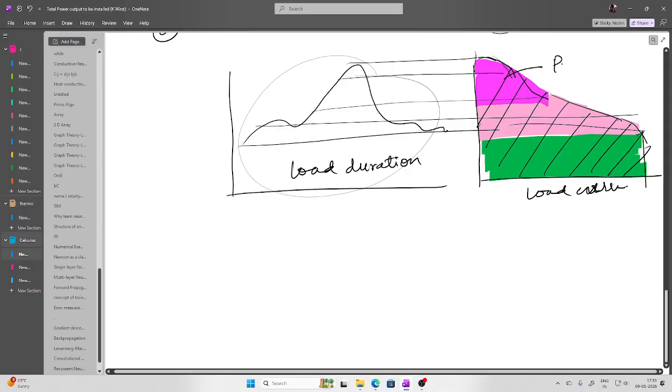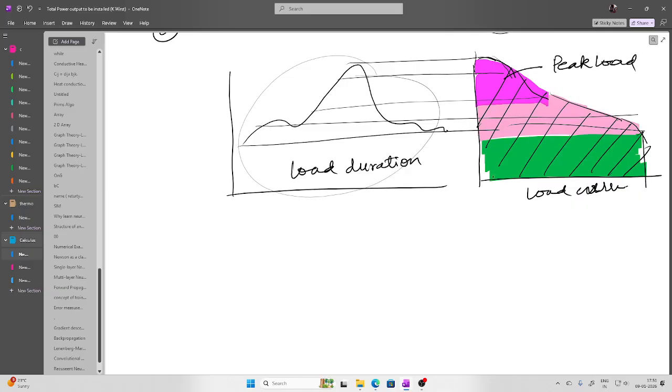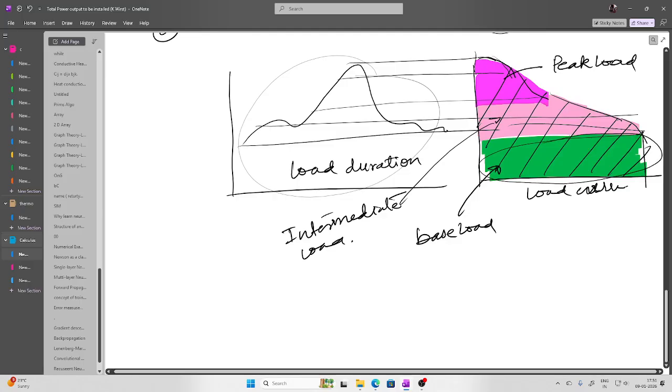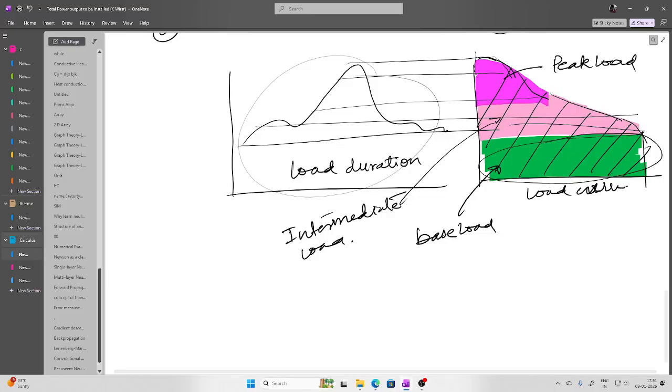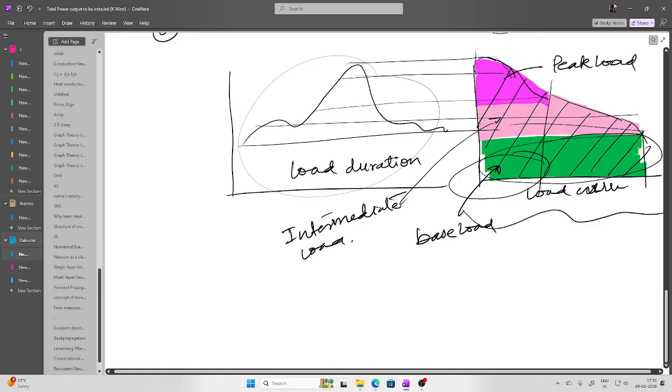The first one is telling you about the peak load. This is your base load, and this one is what we call the intermediate load. So base load, peak load, and intermediate load. Basically the base load is that particular load below which the electricity demand never falls, and the peak load is that load which occurs only for 15% of the total time, and the remaining one is what we call the intermediate load.